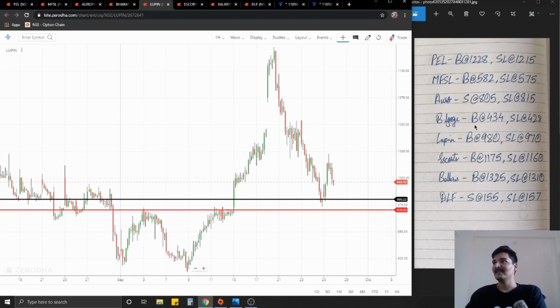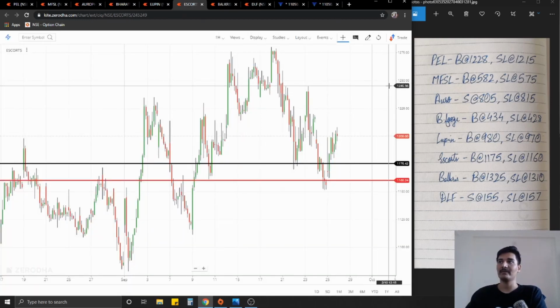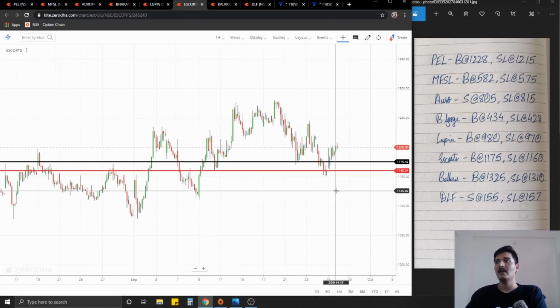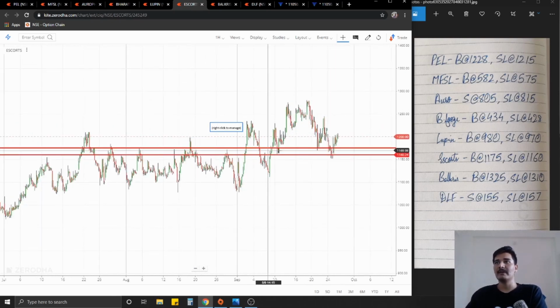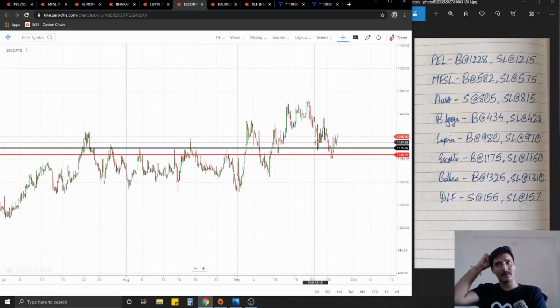Next one that we have is Escorts. Now Escorts too, we are going to go for a long position. Simple trade, this one, 1175. We have taken this trade multiple times in the past. We have gone short under it, we have bought over it, we have sold at it.